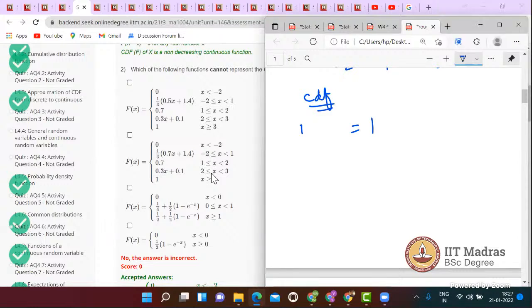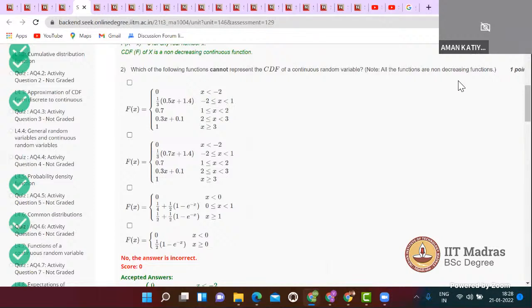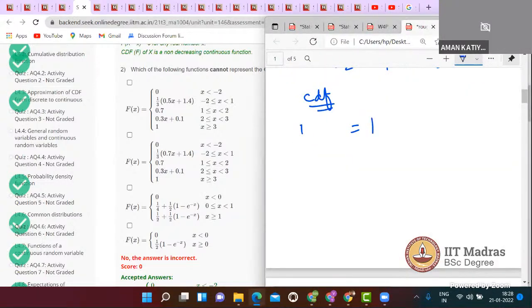Sir, it is given in the question that all options are non-decreasing functions. Yeah. If it is non-increasing, then it does not represent the CDF. But here it is not correct. That is 1.4 divided by 3. Okay, it's divided by 3 also, right? So 0 is not the one. You can check for some other. But even in the first option, 1.4 by 3 is also there. Yeah.